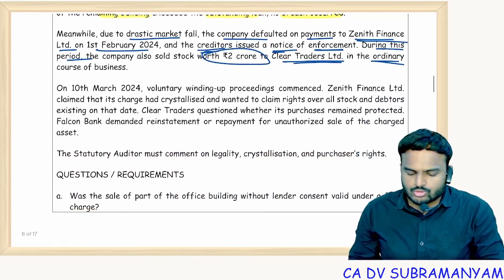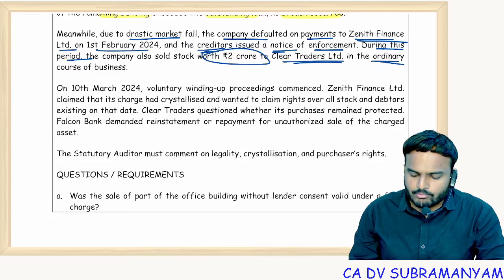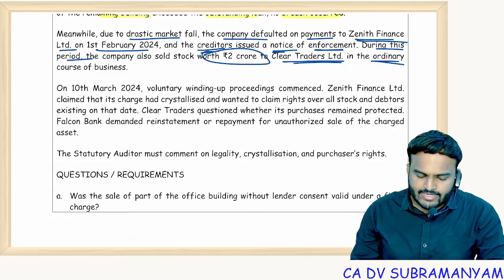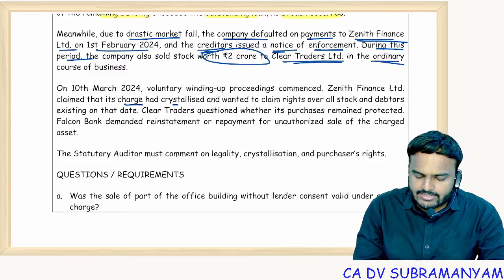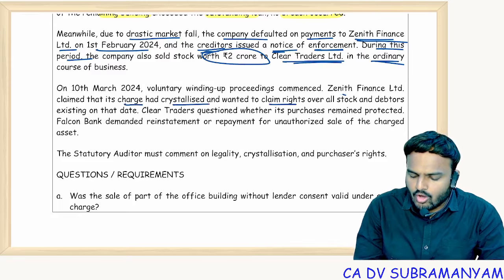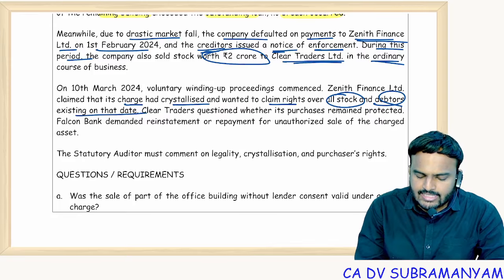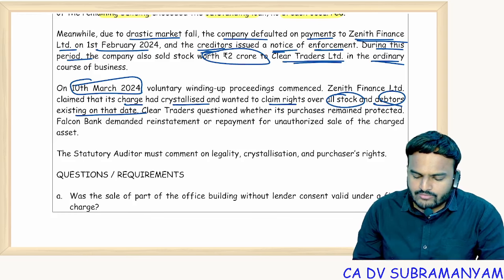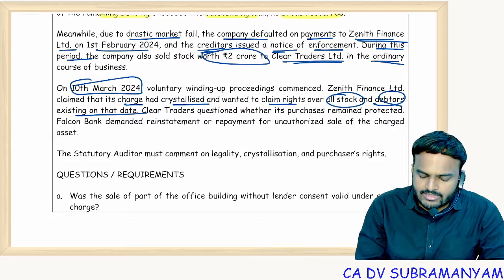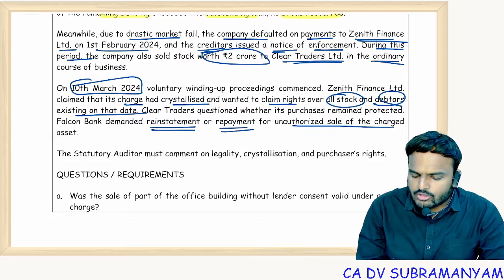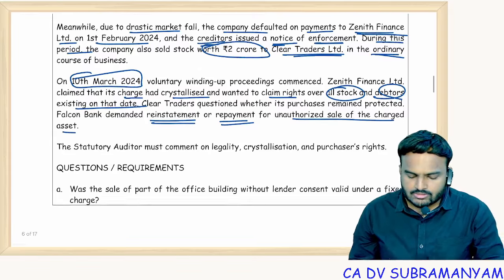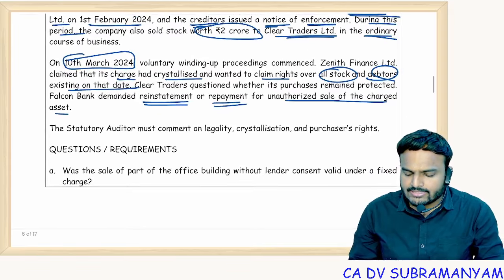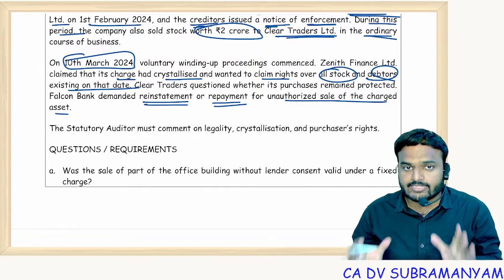On 10th March 2024, voluntary winding up proceedings commenced. Zenith Finance Limited claimed that the charge had crystallized and wanted to claim rights over all stock and debtors existing as on the date. Which date? 10th March 2024. Clear Traders questioned whether its purchases remained protected. Falcon Bank demanded reinstatement or repayment for the unauthorized sale of the charged asset. Now, the statutory auditor must comment on the legality, crystallization, and purchaser's rights.